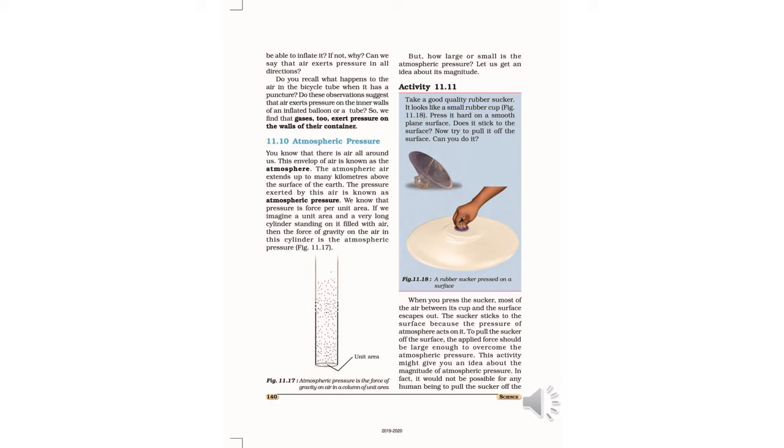You might have seen a rubber sucker. We fix it on the wall to hang calendars, etc. Or at the bottom of the mixer, juicer also you can see the sucker. Sometimes under the table teapoy also you can see the suckers. So take a good quality rubber sucker. It looks like a small rubber cup. Look at the picture. Press it hard on a smooth plain surface and try to pull.